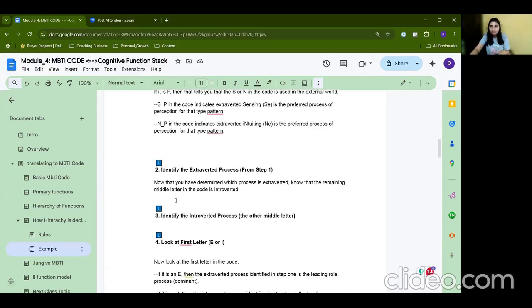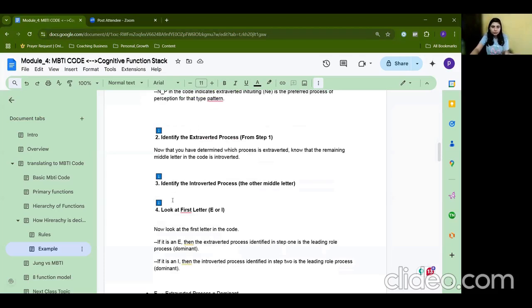Again, I'll explain it with an example. Just look at the flow of how things are determined. After knowing which is the preferred function for extroverting in the world, you identify the extroverted process. Now that you have determined which process is extroverted, know that the remaining middle letter in the code is introverted. So you identify the introverted process.